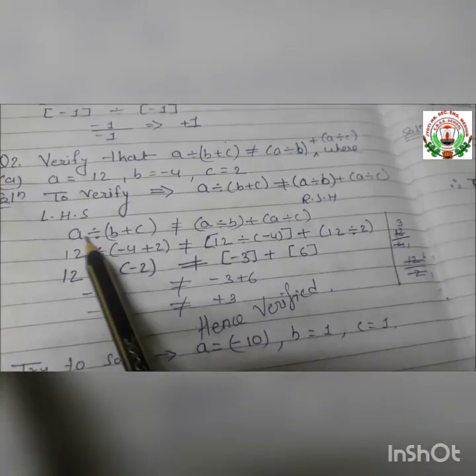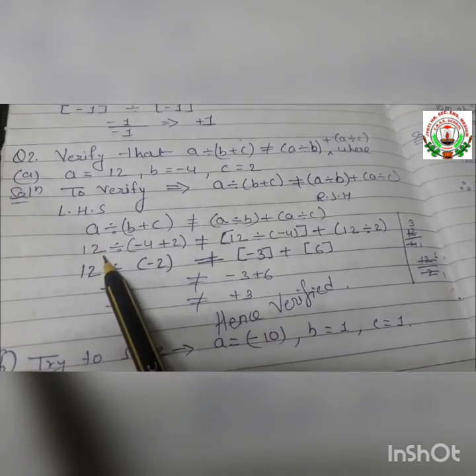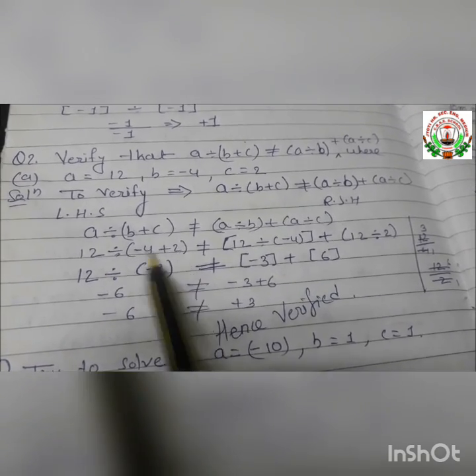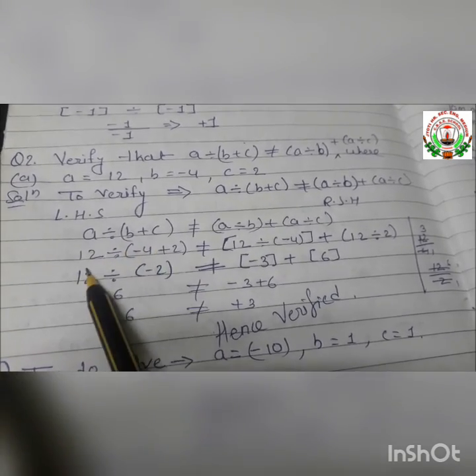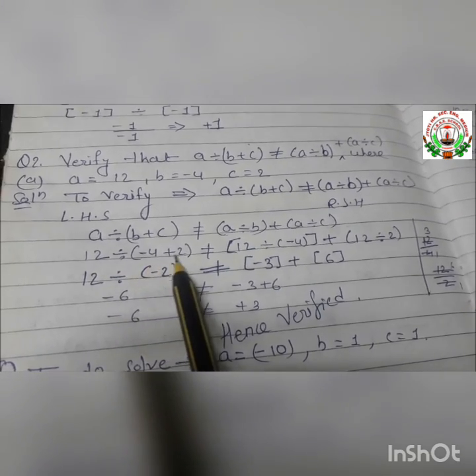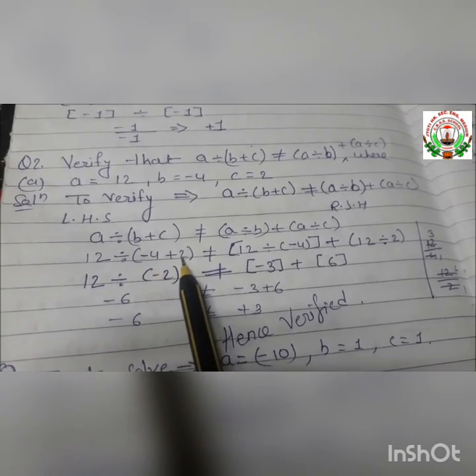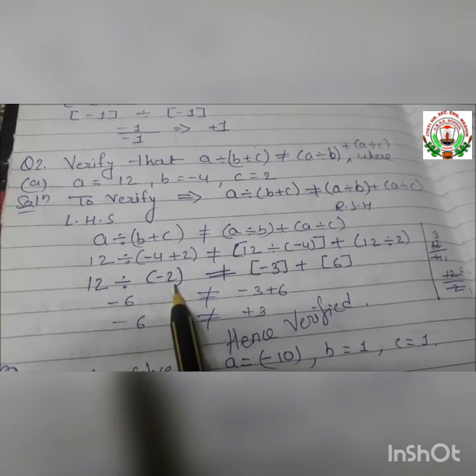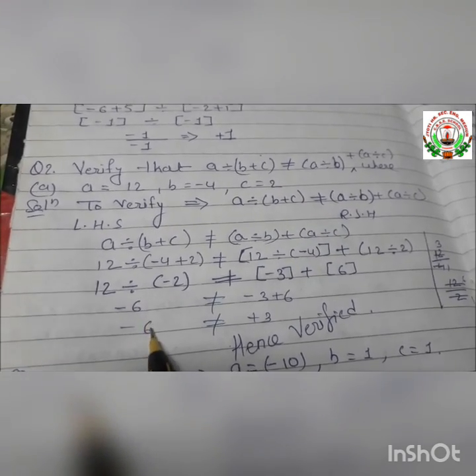Now LHS part, we are going to put the value of A, B, C, that is 12, minus 4 and 2. So A divided by (B plus C), that is 12 divided by (minus 4 plus 2). So minus 4 plus 2 will become minus 2 itself. When 12 is divided by minus 2, the answer will be minus 6.